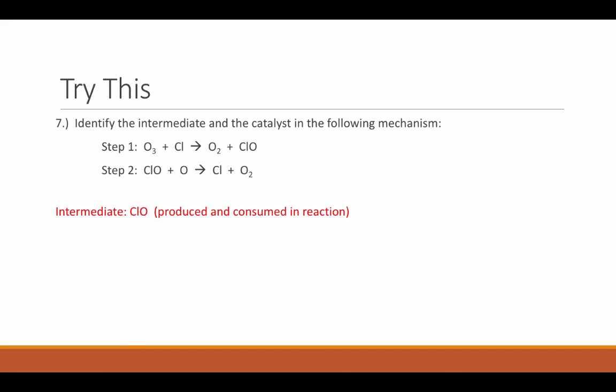Welcome back. Since ClO was produced in step 1 and then used in step 2, it must be an intermediate. Chlorine, on the other hand, is present at the start of step 1 and at the end of step 2. Therefore, it's a catalyst in this mechanism. Again, neither the chlorine nor the ClO would appear in the overall reaction. As you can see, both would cancel out when we add up these two steps.